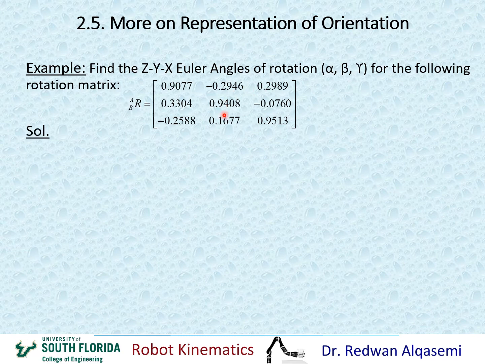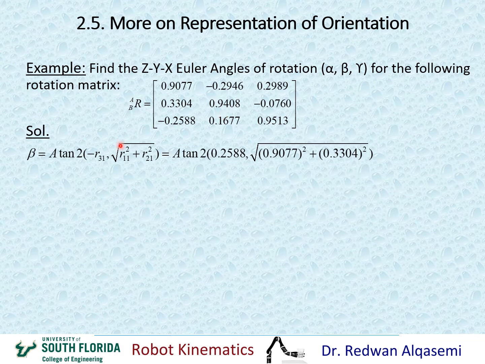Okay, so as a solution, we already have the equations for each one of these alpha, beta, and gamma in terms of the elements of the given rotation matrix. So for beta, it's equal to atan2 of negative R31 and the square root of R11 squared plus R21 squared. I have all these elements here in my rotation matrix that's given. R31 is this element, so I need the negative of R31, which is the negative of this negative number, and I'll take this and place it right here, which makes it positive.